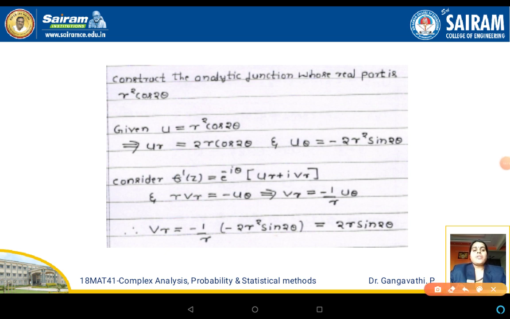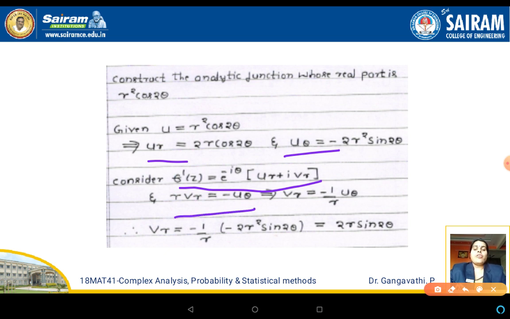Construct the analytic function whose real part is r square cos 2 theta. This is in polar form. That is, the function has been given in the form of a real part. The real part u is given as a function of r and theta. So given u is equal to r square cos 2 theta. Find u_r and u_theta. And f dash of z is e to the power of minus i theta (u_r plus i v_r), as said in the working rule. So r v_r is equal to minus u_theta.